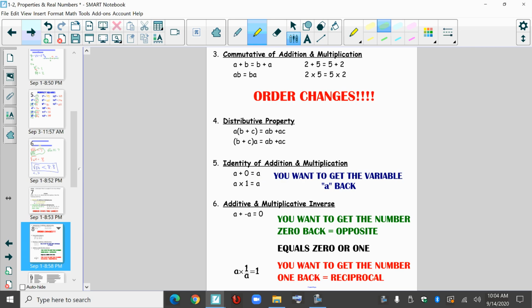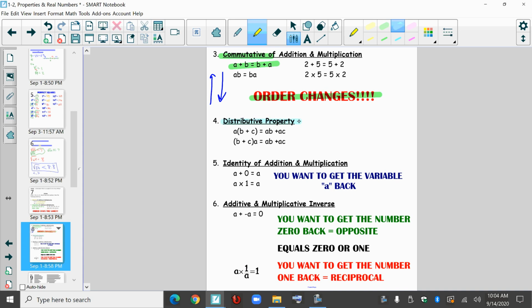Okay, commutative. Commutative, if you are a commuter, that means you go to school, and then you turn around and come right back home. Which means the order changes. You go from A plus B to B plus A. You change the order.